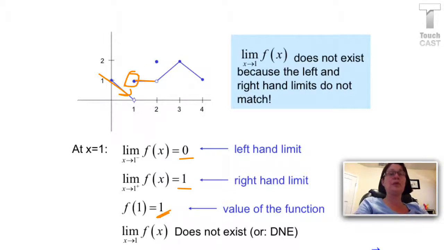That's the function value. And the question here is, does the limit as x approaches 1 of f of x exist? Well, the limit from the left was 0 and the limit from the right was 1. So the limit does not exist. That's what theorem 3 was all about.